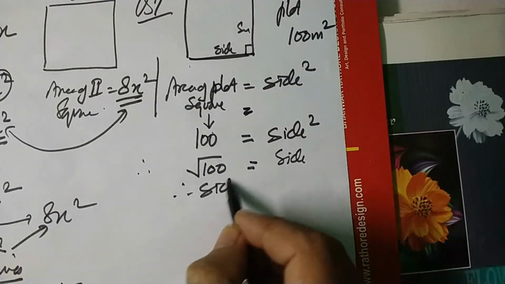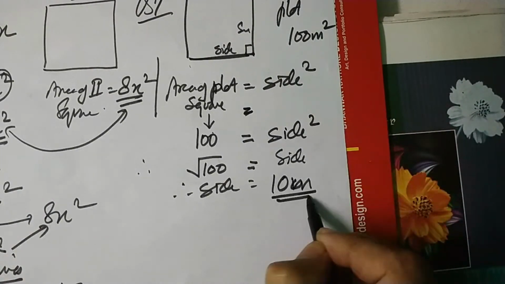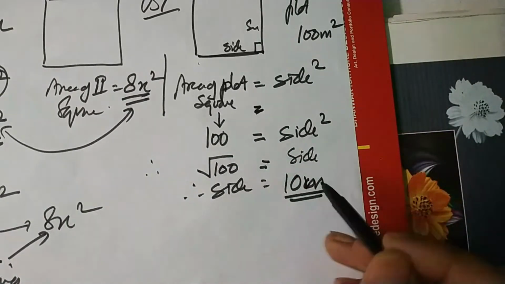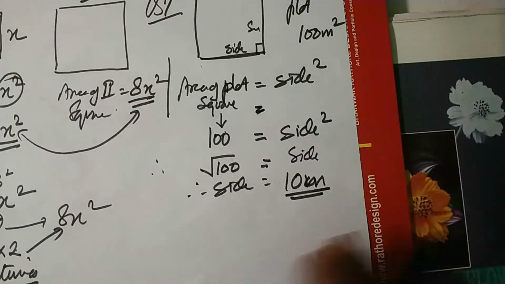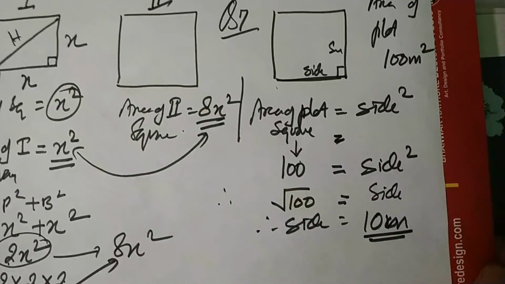Therefore, side will be how much? 10 meters. Okay, because 100 is a perfect square, so I know square root of 100 is 10. So the question says, a farmer has a plot of land with area 100.